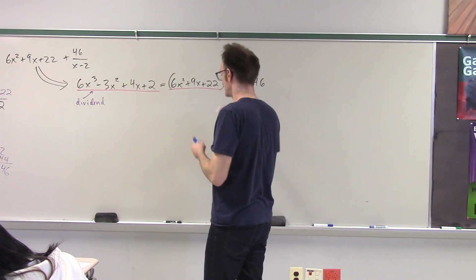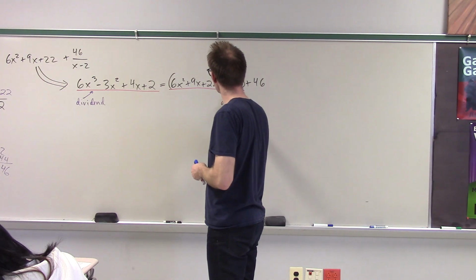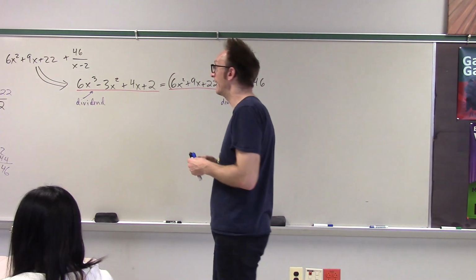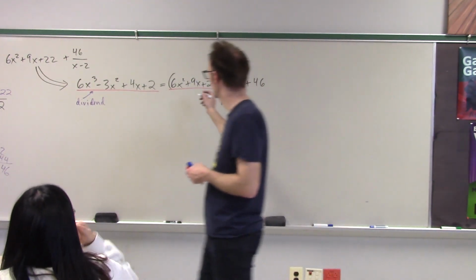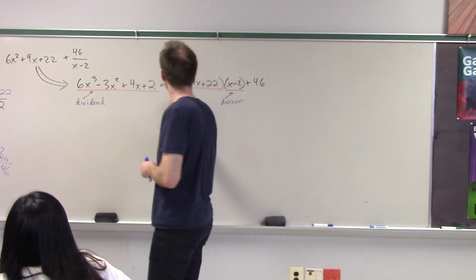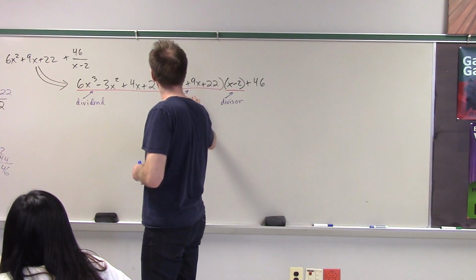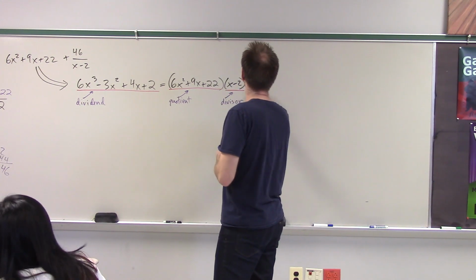Careful, x minus 2 is the divisor. The divisor is like the thing that does the dividing. But then this quadratic is what happens when you do the division. That's called the quotient. So this is like the quotient. And then finally this is the remainder.